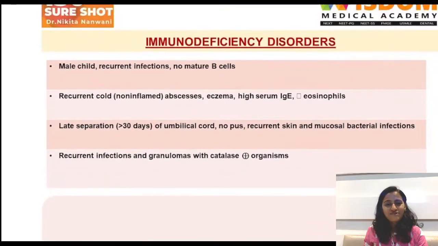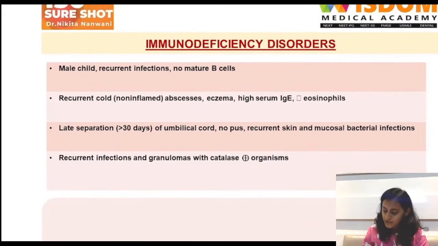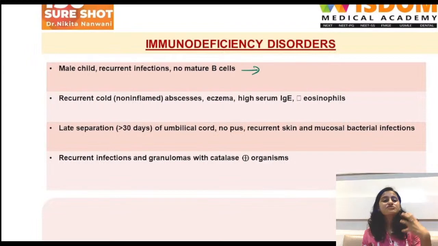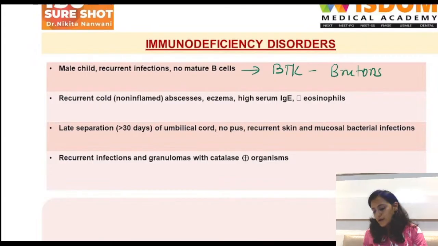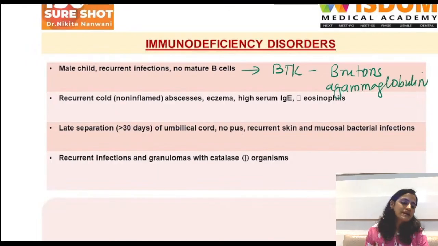Coming to immunodeficiency disorders, what is going to be the diagnosis for this one? There is a male child who has a history of recurrent infections, and there are no mature B cells. Very good, Chandani. This is BTK, that is Bruton's agammaglobulinemia.